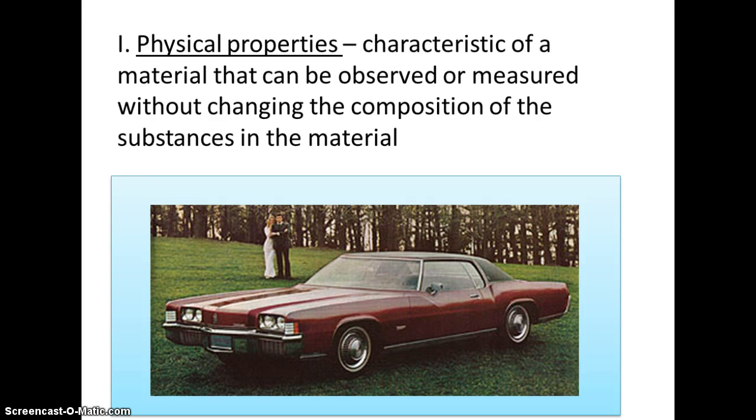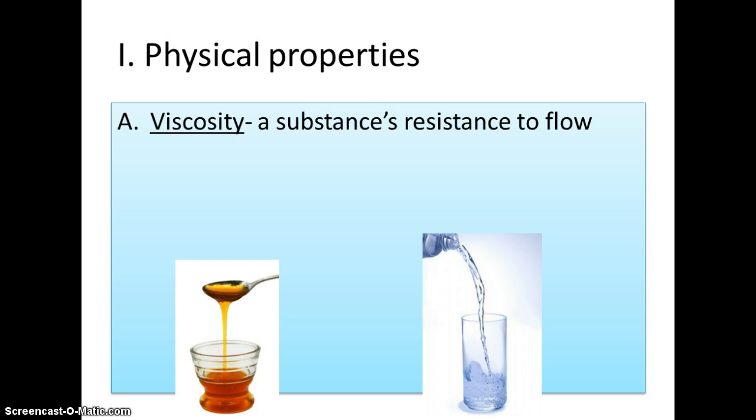Physical properties are characteristics of a material that can be observed or measured without changing the composition of the substance in the material. So if you're looking at this picture, a physical property of the car would be that it is red. There are several physical properties that you need to know.